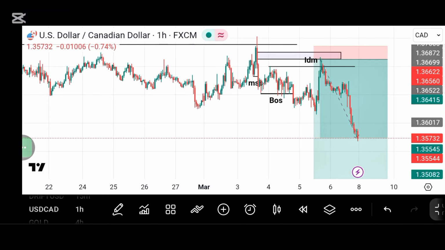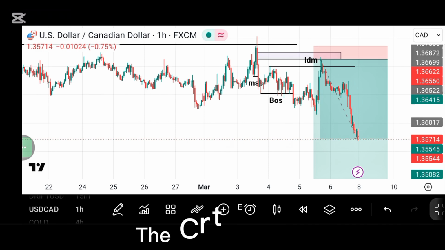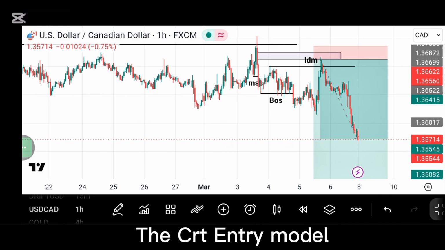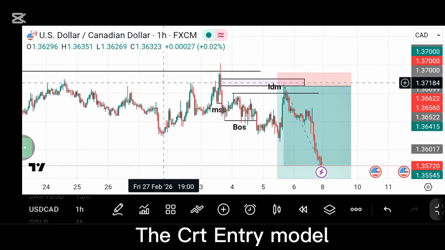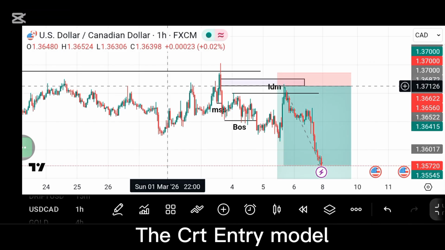I used a limit order. It was not an instant execution because as at the time I analyzed this pair, price was yet to come to my point of interest. So I placed this trade using a limit order and I placed it wrongly. If you can see here on the chart, the entry is at 1.37126.